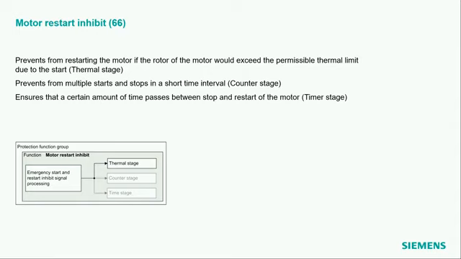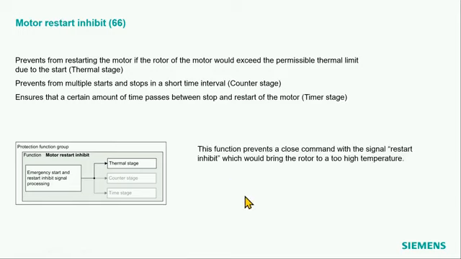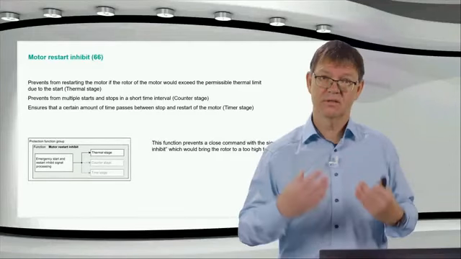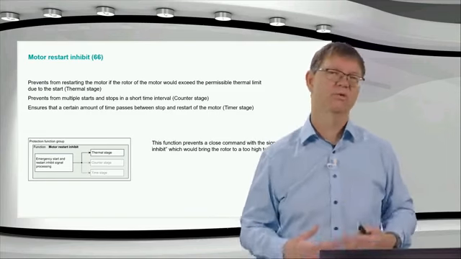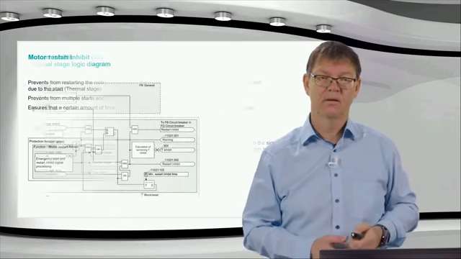Okay, so this is the function as such. We see the thermal stage is always active. It comes per default if I add this function into my function scope. And the counter and time stage is optional. Again, this function does not trip. This function just provides the restart inhibit, so a blocking signal, which prevents a restart. So this function becomes always active after the motor has been switched off and the motor is at standstill here.